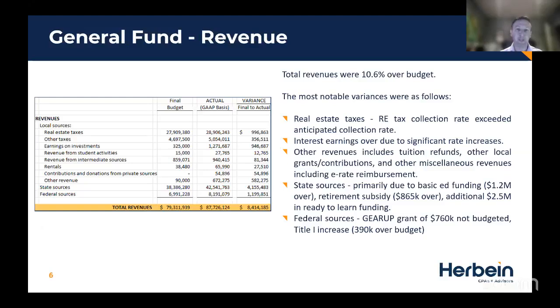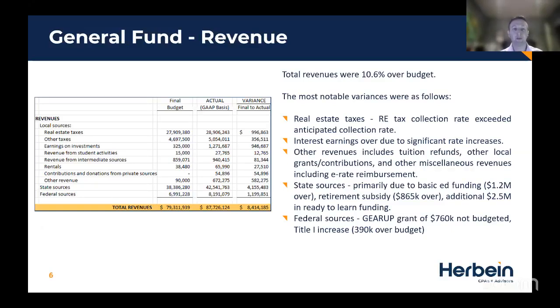Then moving on to the state sources, which was the biggest component here, $4.1 million over budget. Main components there: the basic education fund subsidy was $1.2 million over, and this is a timing difference with the school district's budget being passed before the state budget, so you don't know at that point in time what the funding level will be. The retirement subsidy came in $865,000 over budget. There was an increase in the PSERS reimbursement rate for the school district, which led to that increase, as well as the additional $2.5 million in Ready to Learn funding that was received.